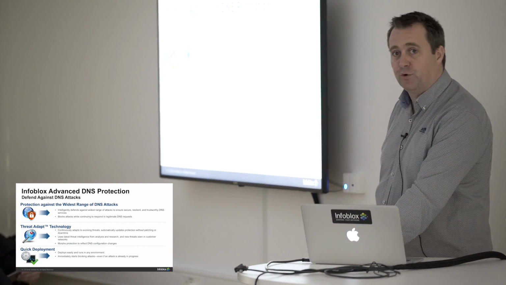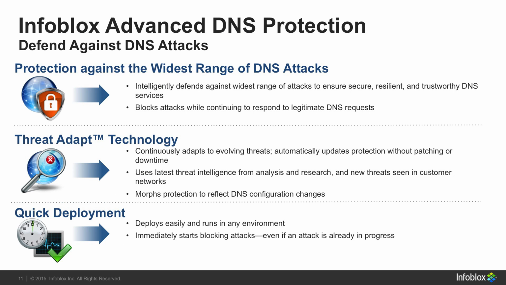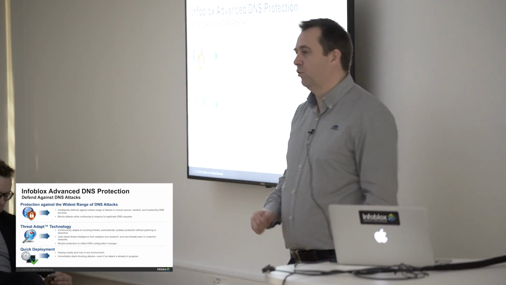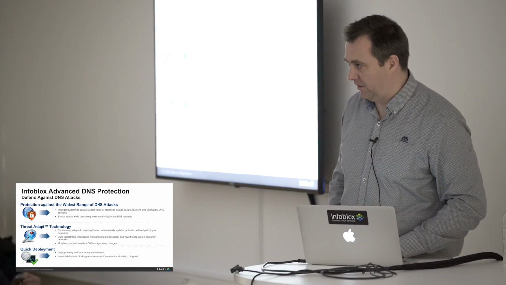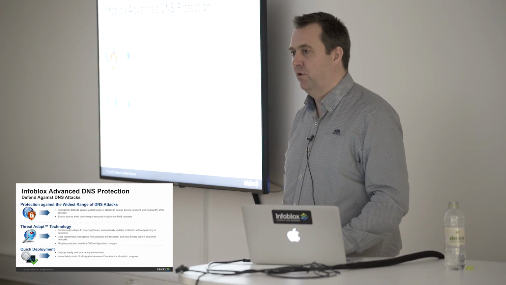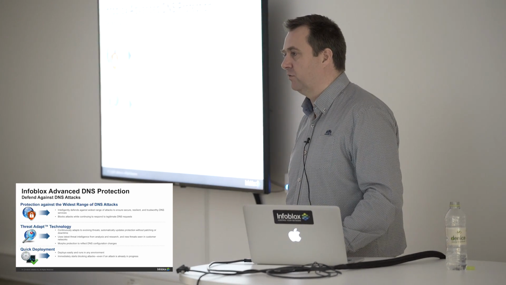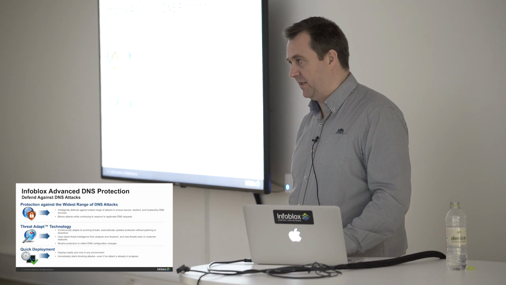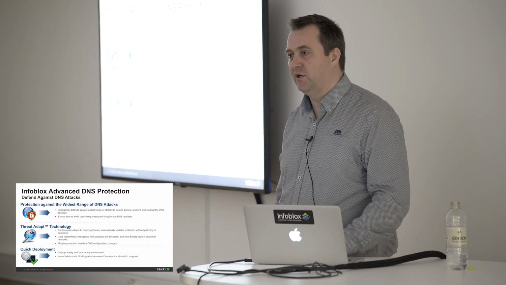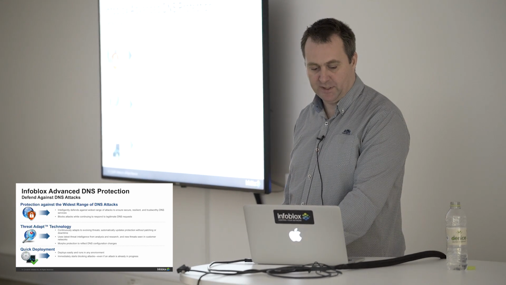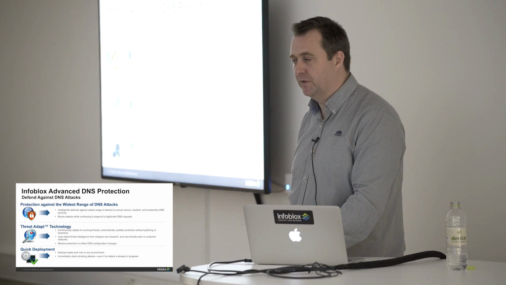So what can advanced DNS protection offer there? Protection against the widest range of these kinds of DNS attacks, and also, very important, the threat adapt technology. You have signatures in that ADP appliance that can be updated. If the hackers find something new tomorrow, or a vulnerability comes out and people don't want to install their updates immediately, then you can stop it on that NIC card, which is in that advanced DNS protection appliance. And quick deployment.